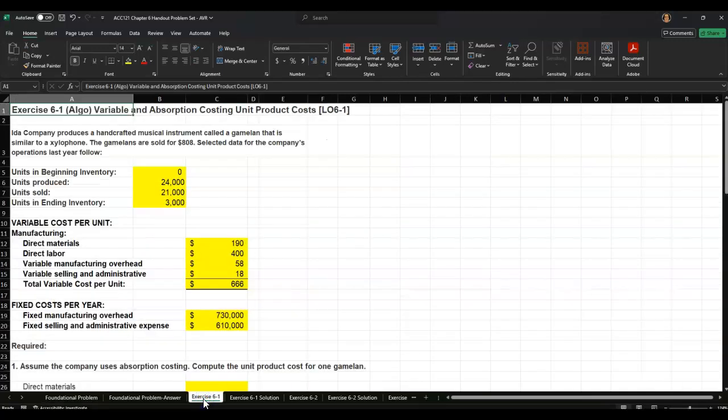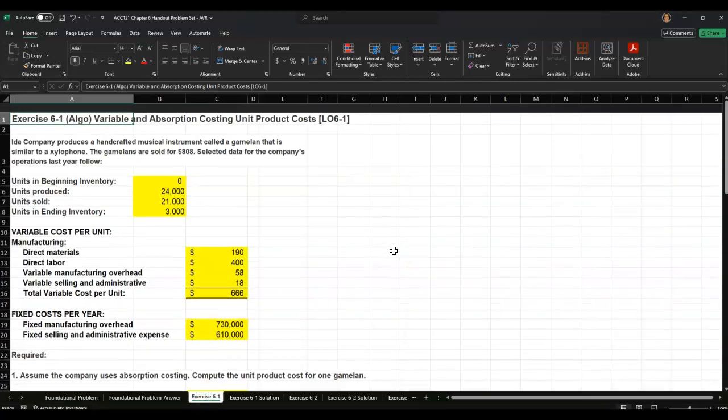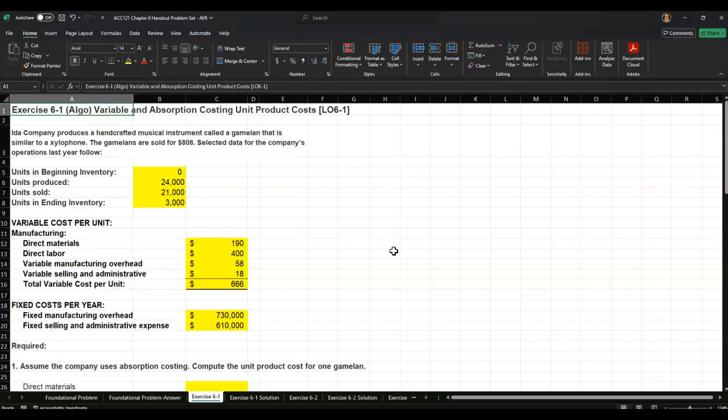Let's do one more question. Okay, so let's look at exercise 1-6. All right, so in exercise 1-6, we'll finish on an easy one. We've got Ida Company, which produces a handcrafted musical instrument called a gamelan that is similar to a xylophone. Now, does everybody understand a xylophone? Right? Looks like a piano, but it's effectively bells. The gamelans are sold for $808. Selected data for the company's operations last year are as follows.